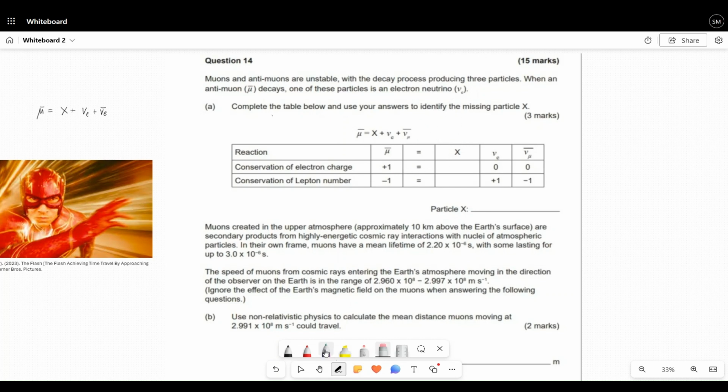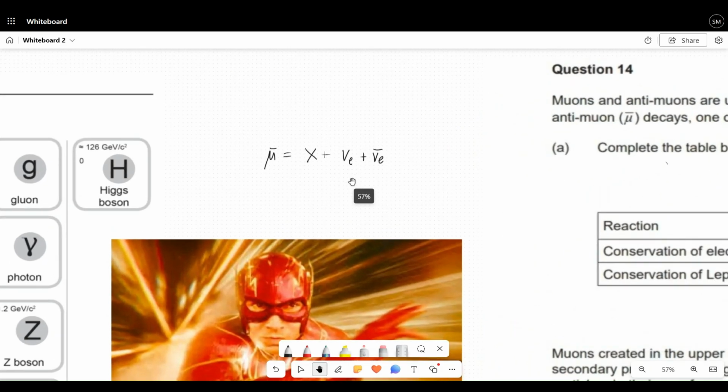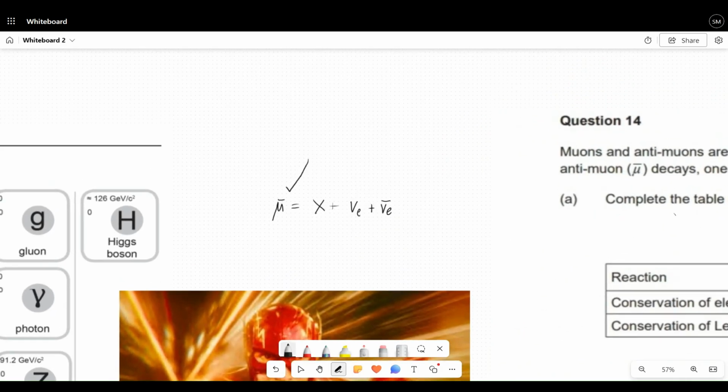So let's do the question. Now all the particles here are leptons, right? So they'll have a lepton number, so we should keep note of that. If they were baryons, for example, they'd have a baryon number, and all of these numbers have to be conserved, right? So conservation of lepton number. We've got an antimuon. Now, if you have this symbol here with this line on top, it means it's an antimuon, right?